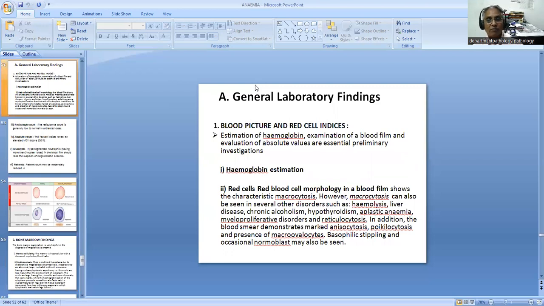So the general laboratory investigations are, number one, blood picture and red cell indices. So, estimation of hemoglobin, examination of blood film, and evaluation of absolute values, they are essential preliminary investigations. Hemoglobin estimation is most important. This can be done by various methods. The most appropriate method is the cyanmethemoglobin method.